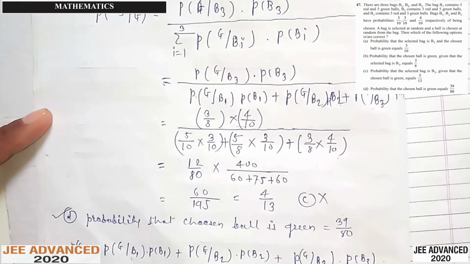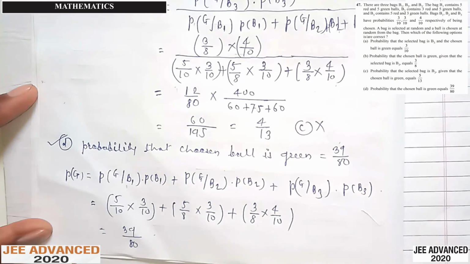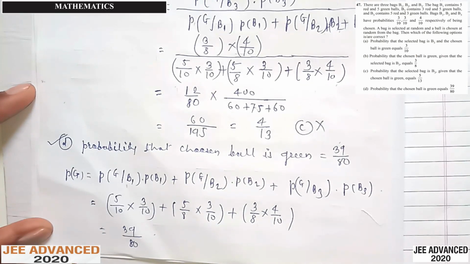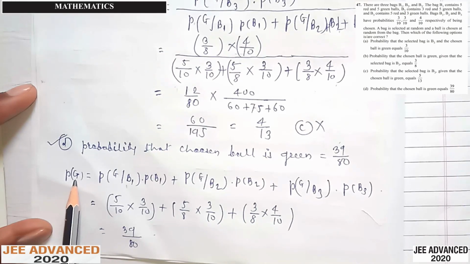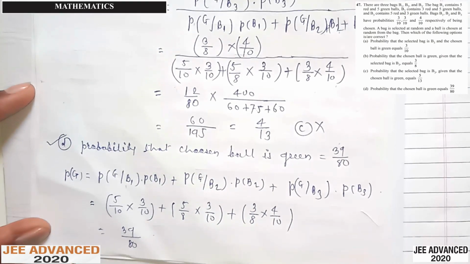Okay, now let's move to option D. The probability that the chosen ball is green. We want the probability that we select only a green ball, which is 39 by 80 as given. Now let's find the probability of a green ball, only the green ball, for bag B1, for bag B2, for bag B3.